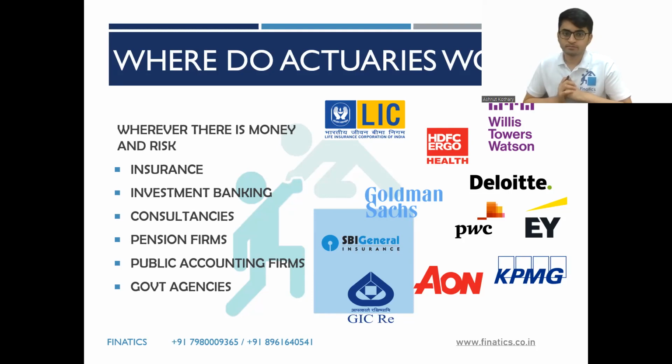Then investment banking, then consultancies, say the Big Four like PwC, EY, Deloitte, KPMG. These also have actuarial teams, and they do employ actuarial resources and get a lot of actuarial work as well. Then we have pension firms, public accounting firms, government agencies, even certain big organizations like Google, or TCS in India, Tata Consultancy Services, or Amazon, who might hire actuaries. So again, wherever there is risk, there is scope for an actuary to add value. Whether a company recruits or not depends on their policies and their risk management setup.